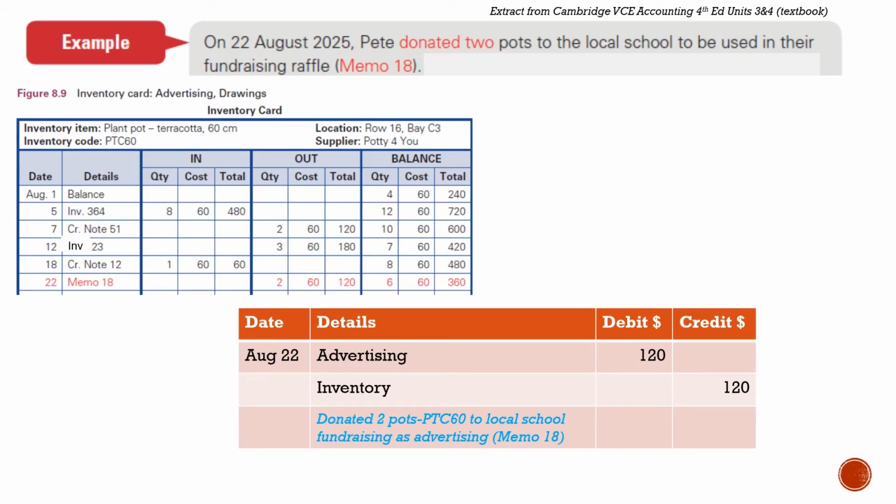Sometimes, inventory can be taken out and used for advertising purposes. A very common example is when businesses give out samples. In this example here, the owner has donated 2 pots to the local school to be used in their fundraising raffle. In the inventory card, we can see the 2 units taken out have been recorded in the out column, and they have a cost price of $60 per unit. In the general journal, we credit the inventory account $120 to reflect a decrease in inventory. And we debit advertising $120 to recognize the advertising expense that we have incurred.